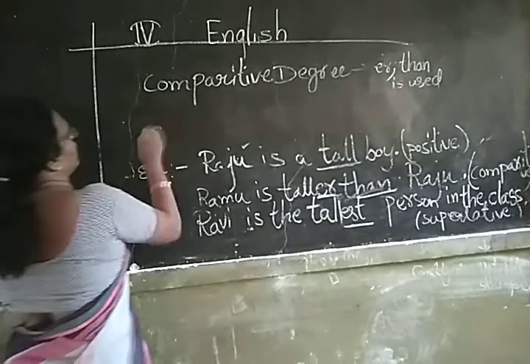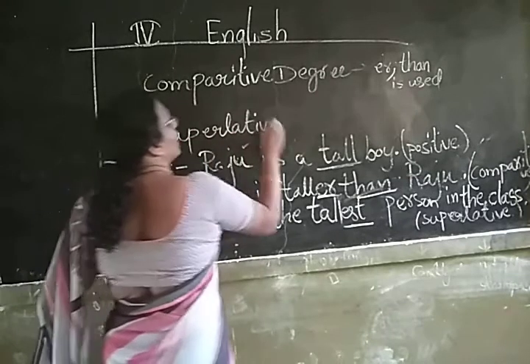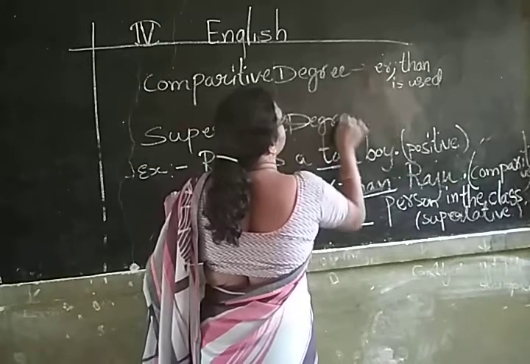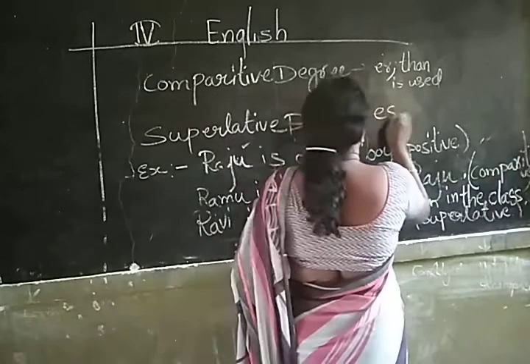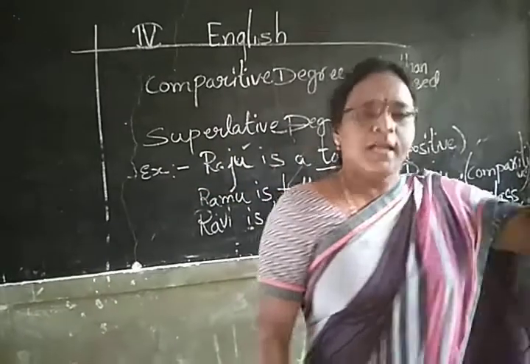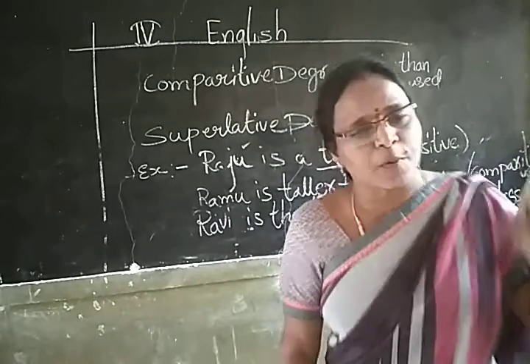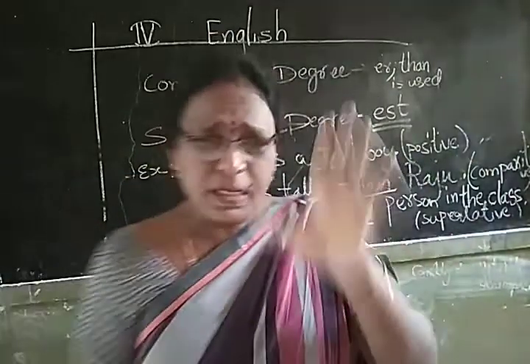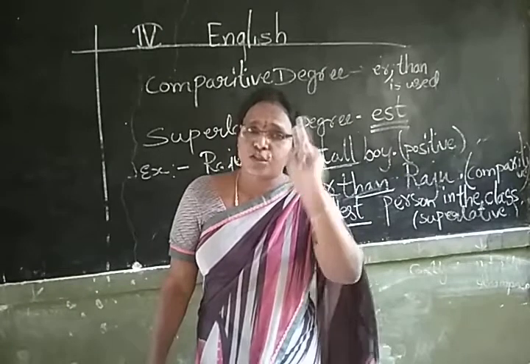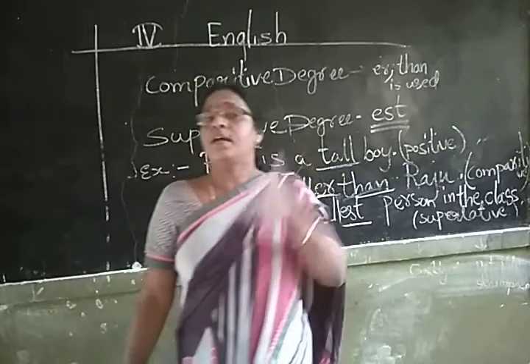Now in the superlative degree, you are going to use est, and you are going to highlight only one person among the whole. Positive degree, when we are talking about the positive degree, you are going to talk only about one person. Comparative degree, you are going to talk about two persons or two things, whatever it may be. You are going to talk about the nouns.